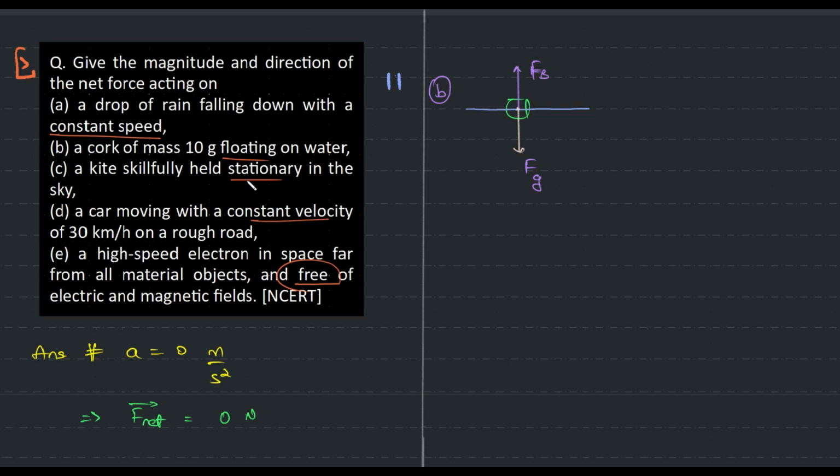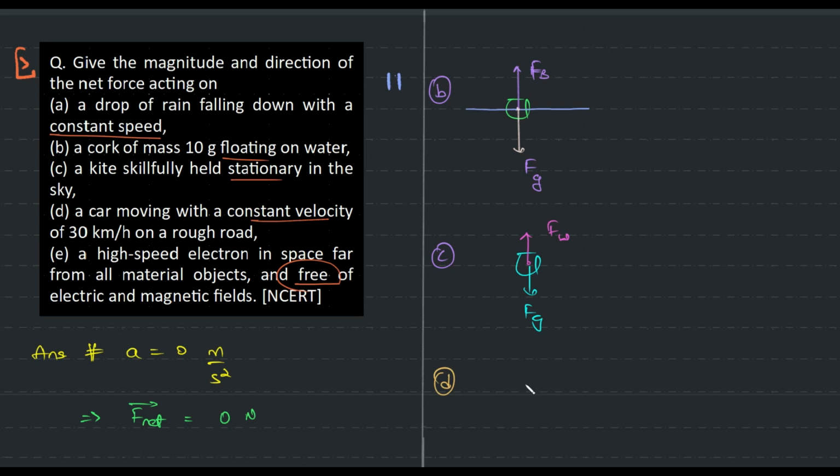Kite stationary. Same thing again. Kite stationary means gravity is pulling it down. Instead of the buoyant force of water, there will be buoyant force of air basically. Actually, not technically, sorry, that won't be air. It's not buoyant force. It will be wind that will be pushing it up. Car with a constant velocity, so let me talk about C first. We have the kite. The kite is getting pulled down because of gravity, but the wind force is keeping it stationary. So they are equal in magnitude but opposite in direction.